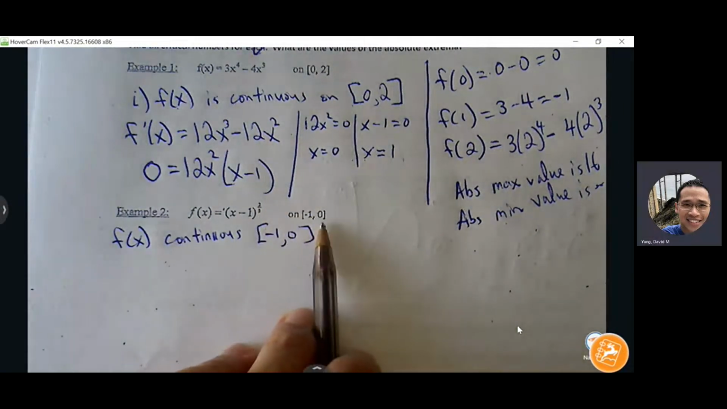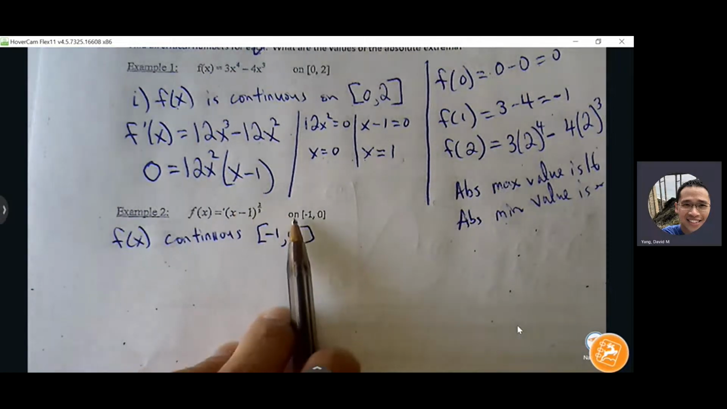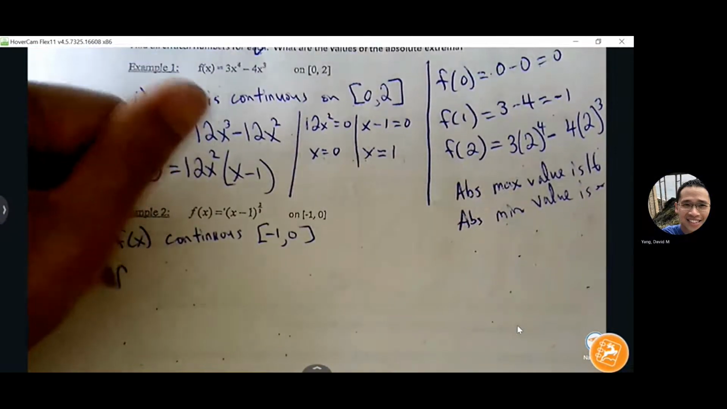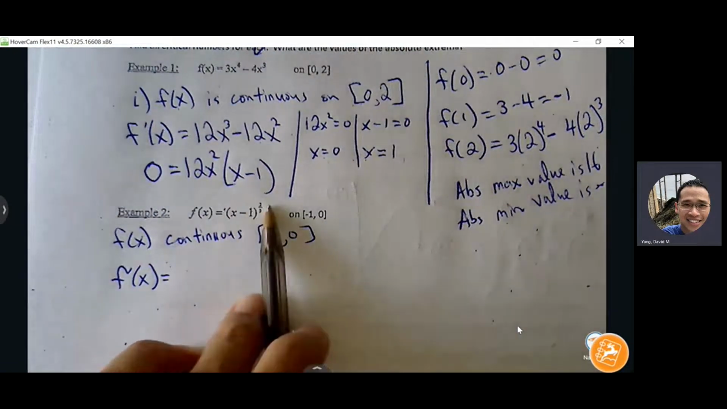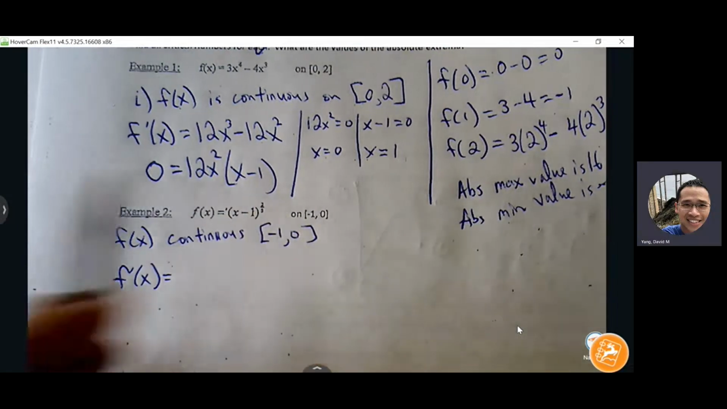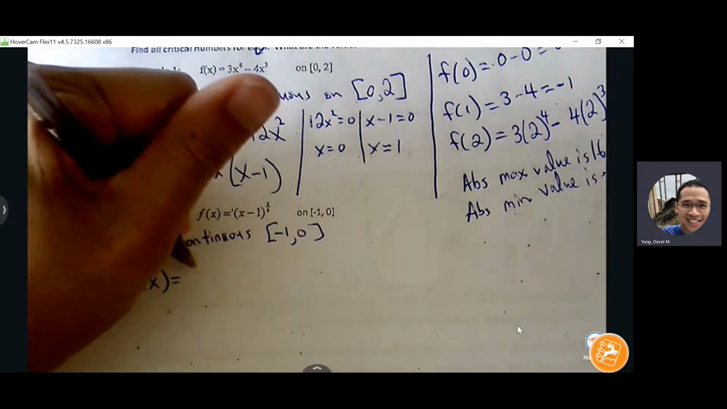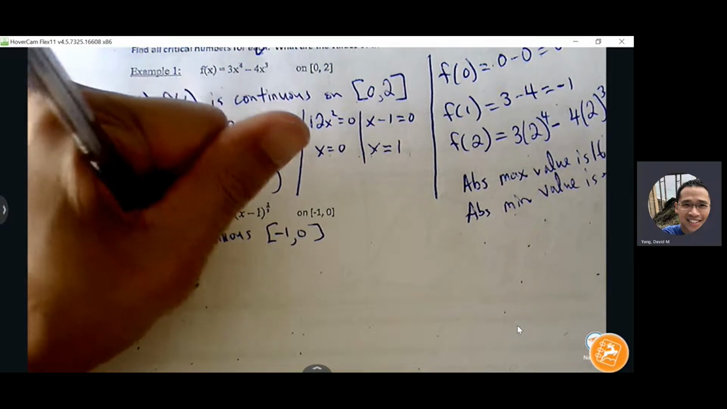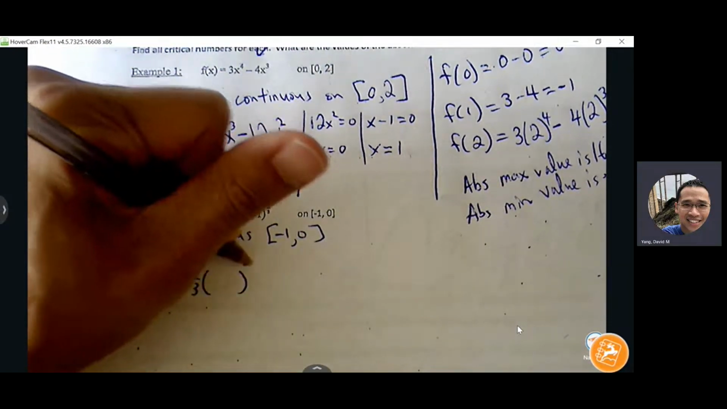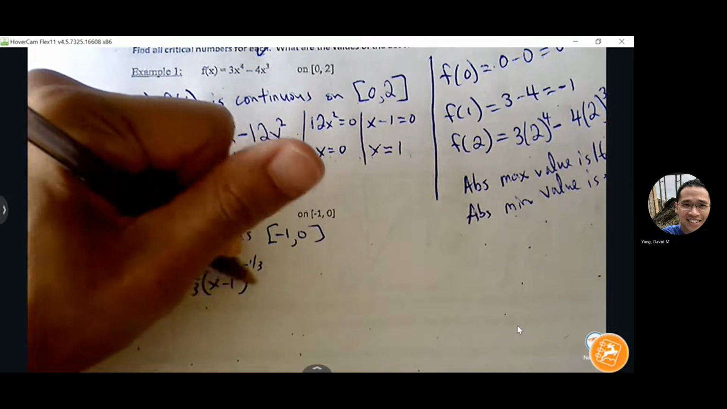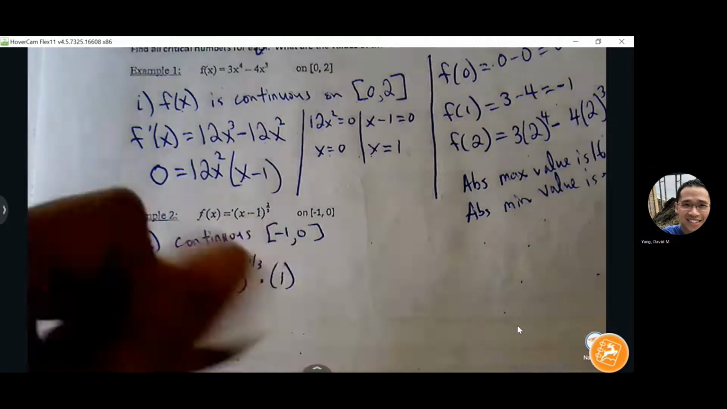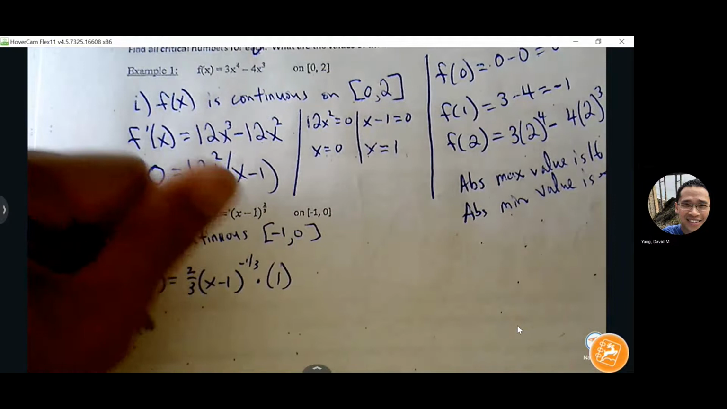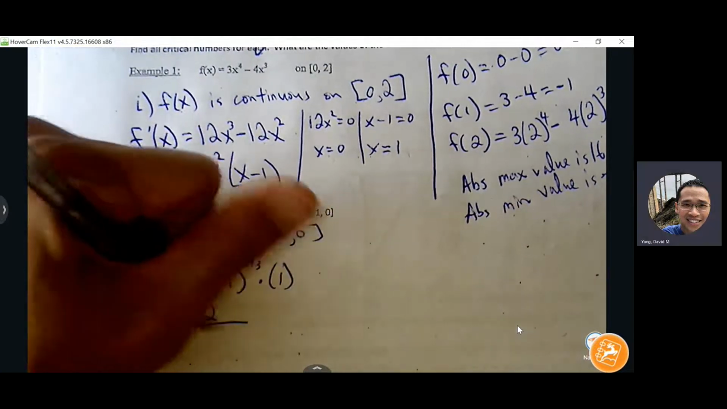We have our 2 endpoints, which we're going to test, but we're going to find our critical numbers. What rule do we have to go through to find the derivative? Chain rule, yeah. Outside, inside. So outside's derivative 2/3 parentheses to the -1/3 times the inside derivative. Do some cleanup.